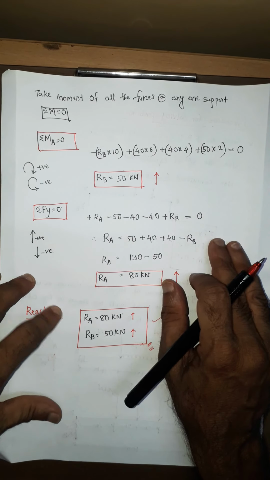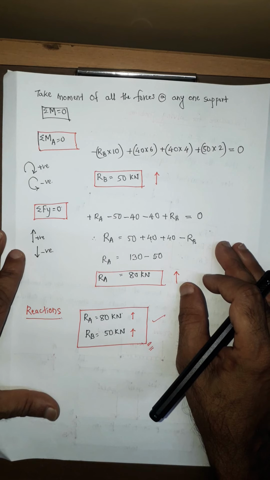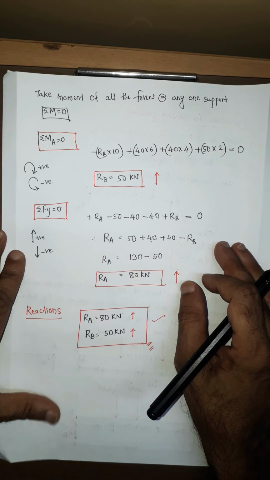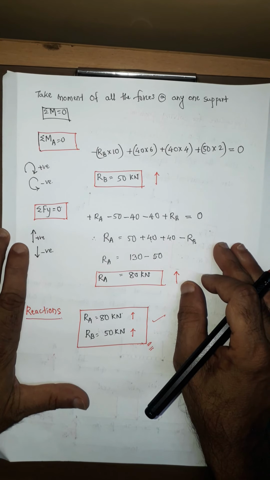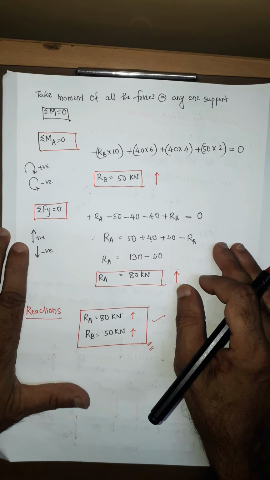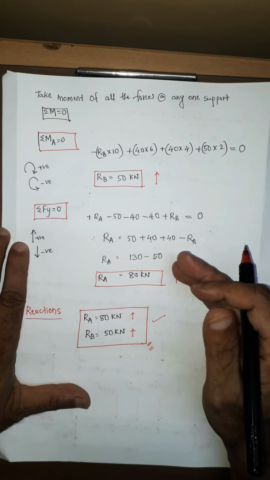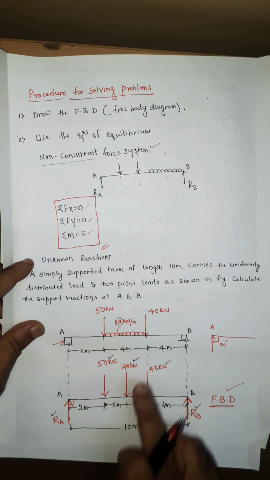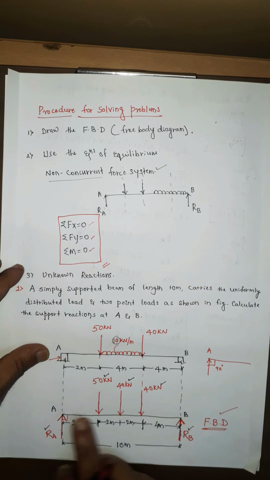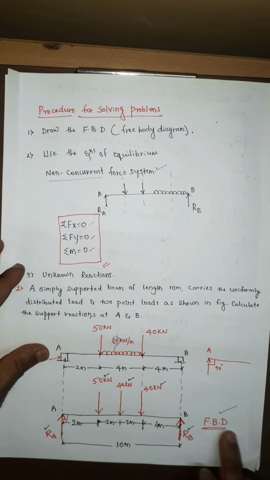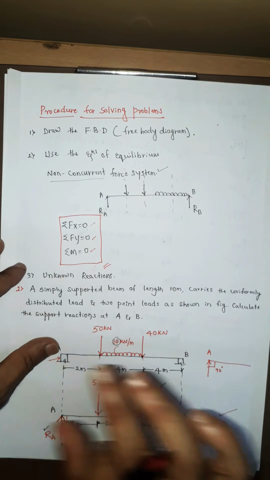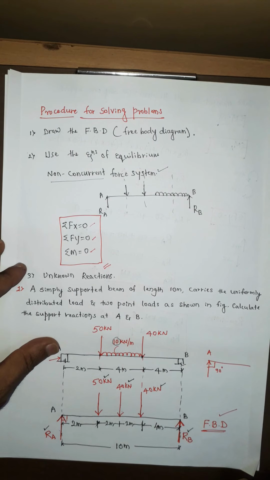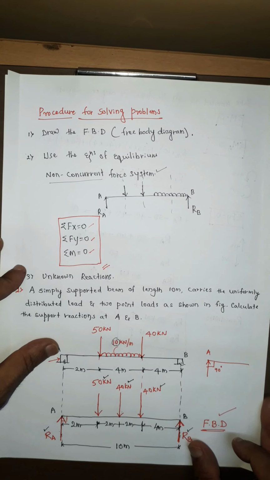In the coming sessions we are going to solve some more problems, but remember the basic things: how to draw the free body diagram, then how many equations you are going to use, then how to convert UDL and UVL into point load. So this is the conversion of UDL into point load. You have to remember how to draw the free body diagram. Then according to that you can use the equations of equilibrium to find out the reactions. I hope you understood the problem.